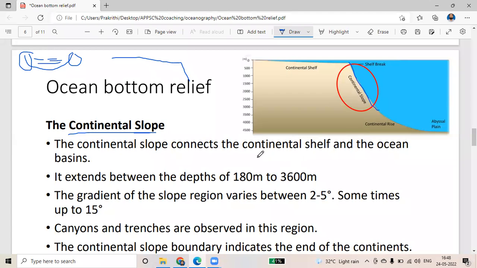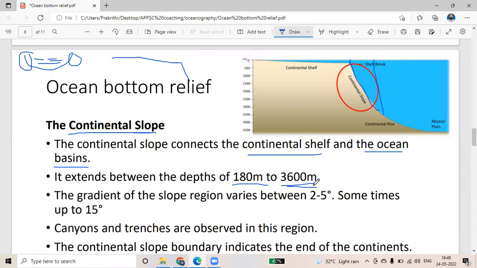It connects the continental shelf and the ocean basin or the abyssal plain. The division between these two is actually the continental slope region. So see the difference. It starts from a depth of 180 meters and goes to 3600 meters. If you think about it, here is the slope, here the depth is 180 meters at the top of this portion. But if you come here, the bottom will be 3600 meters.